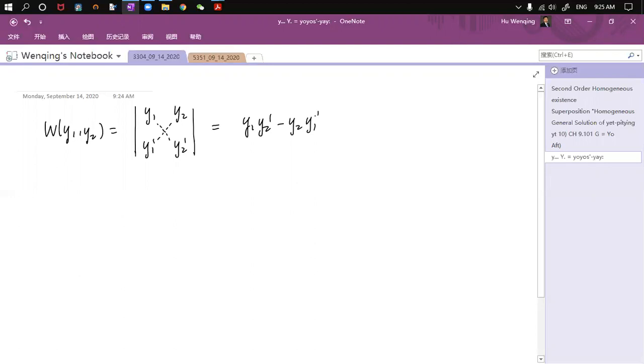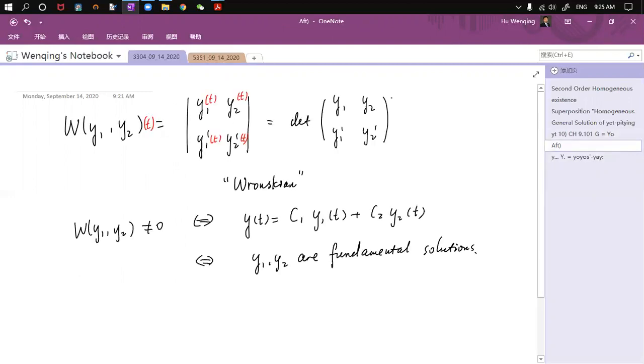In general, it is a determinant, but you have to obey the rules of how determinants are calculated. So it is Y1 multiplied by Y2 prime minus Y2 multiplied by Y1 prime. That's what you have for the determinant. You just want this determinant to be non-zero in order to build a set of fundamental solutions. That's the thing about this Wronskian business.